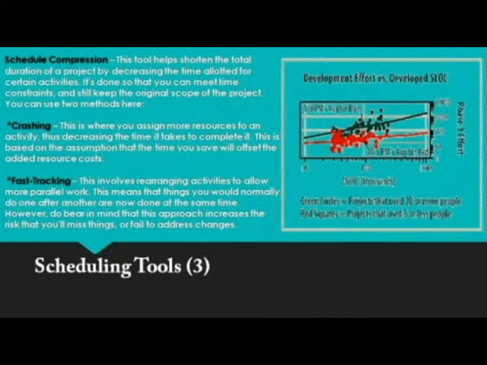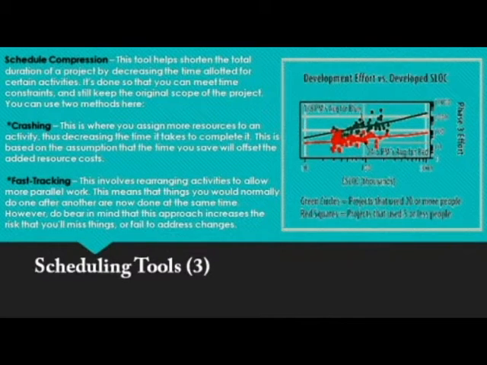That is the crashing. This is where you assign more resources to an activity, thus decreasing the time it takes to complete it. This is based on the assumption that the time you save will offset the added resources cost. For example, two of your 4 members create the documents of your system. So in order to do it faster, you assign another person to help with the documents.